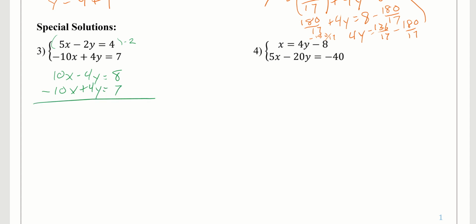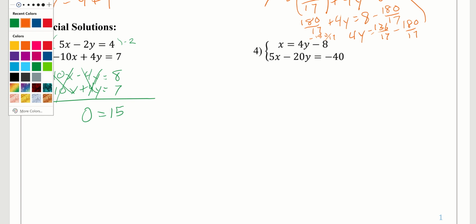Now I add straight down. Oh, that goes away. Whoopsie, boom. That goes away. So 0 is equal to 15. Okay. If you notice, both variables are gone. We'll pause on that and come back to it in just a second.